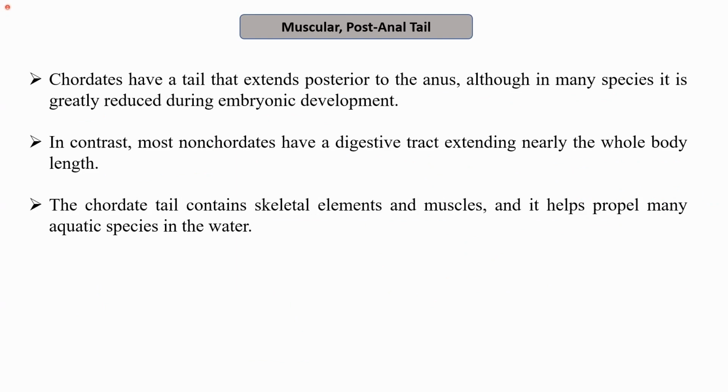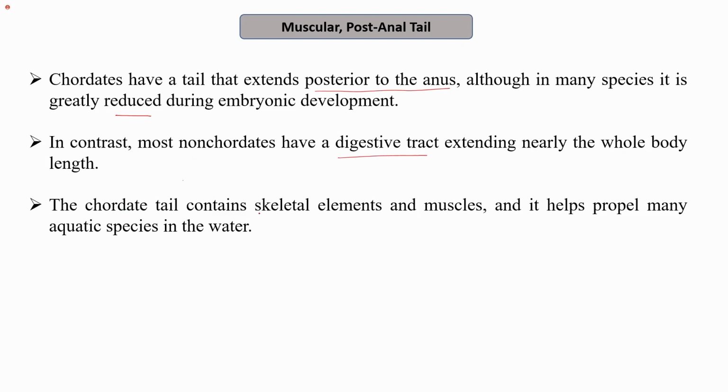The next important feature is the muscular post-anal tail. Chordates must have a tail that extends posterior to the anus, although in many species it is greatly reduced during embryonic development. For example, in humans also we do not have a tail. Our tail is highly reduced during embryonic development, although we have the remnants of that. But it should be present at some stage of life. In contrast, most non-chordates have a digestive tract extending nearly the whole body length.